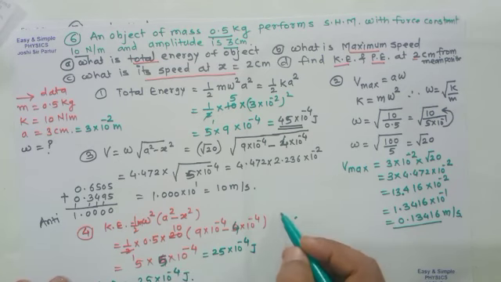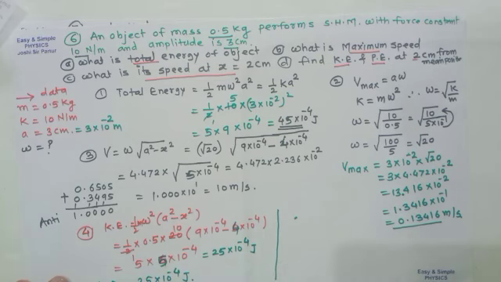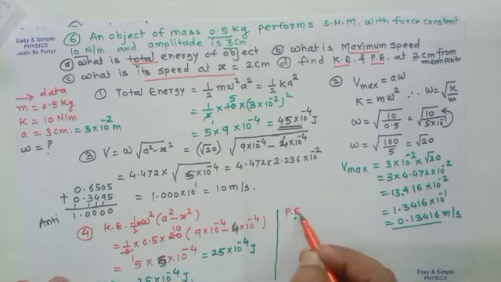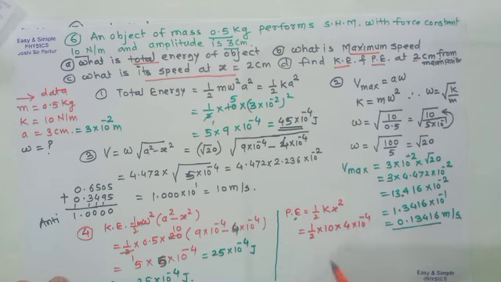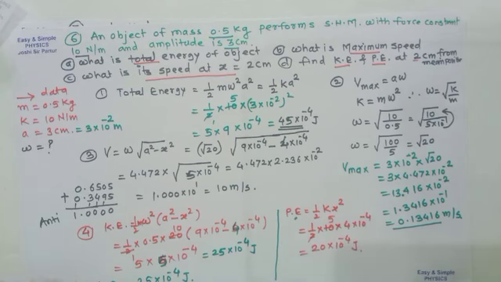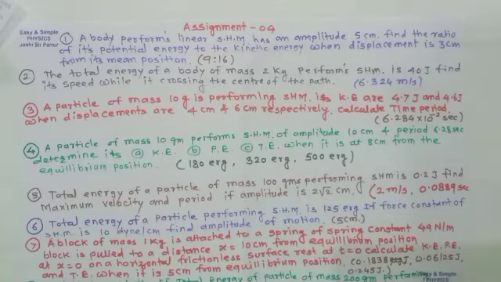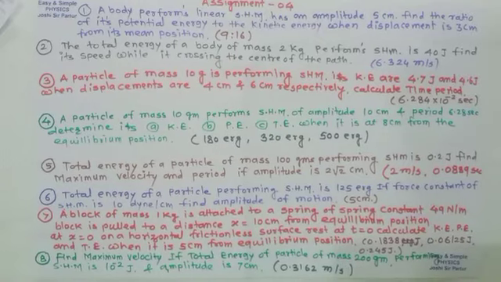And lastly, we have potential energy. Potential energy will be half k x square. Here k is given, that will be half into 10 into x square. X will be 2, so 4 into 10 raised to minus 4. So it will be 20 into 10 to the power minus 4 joule. These are the answers for the given problem. This assignment is solved for your practice.